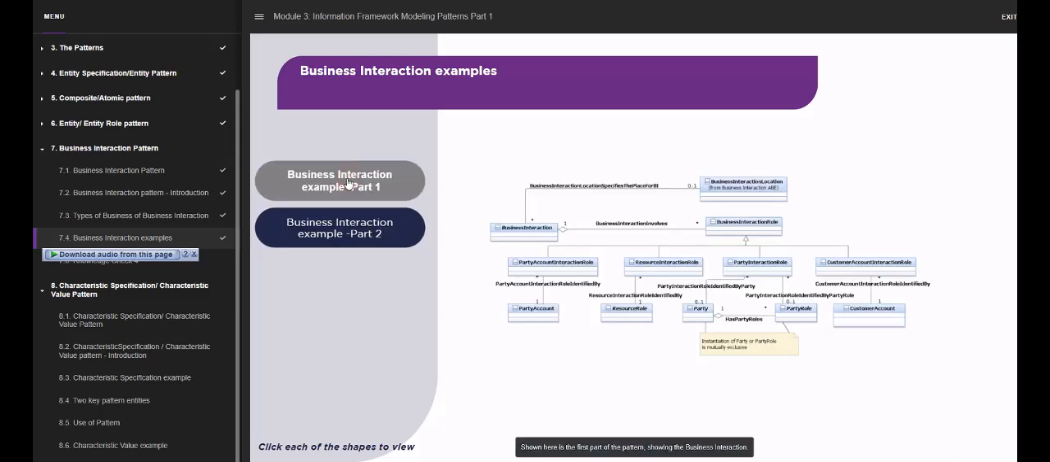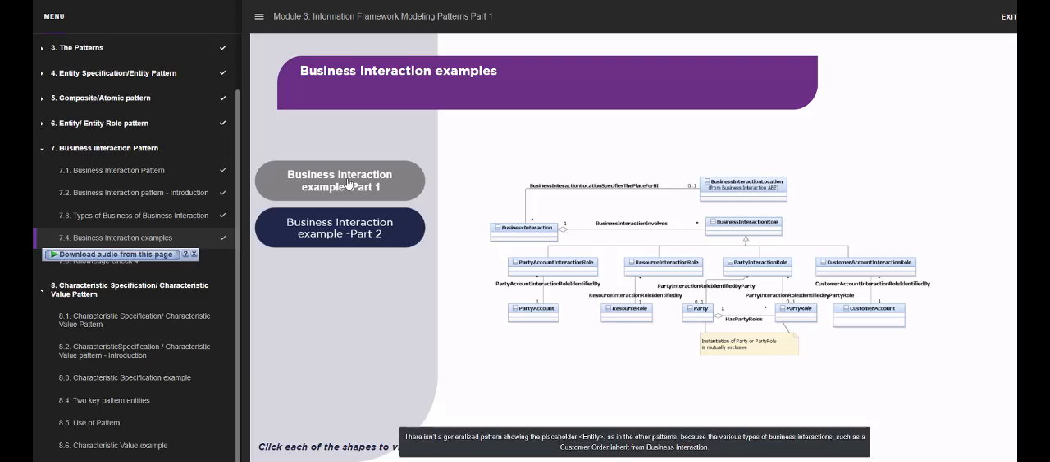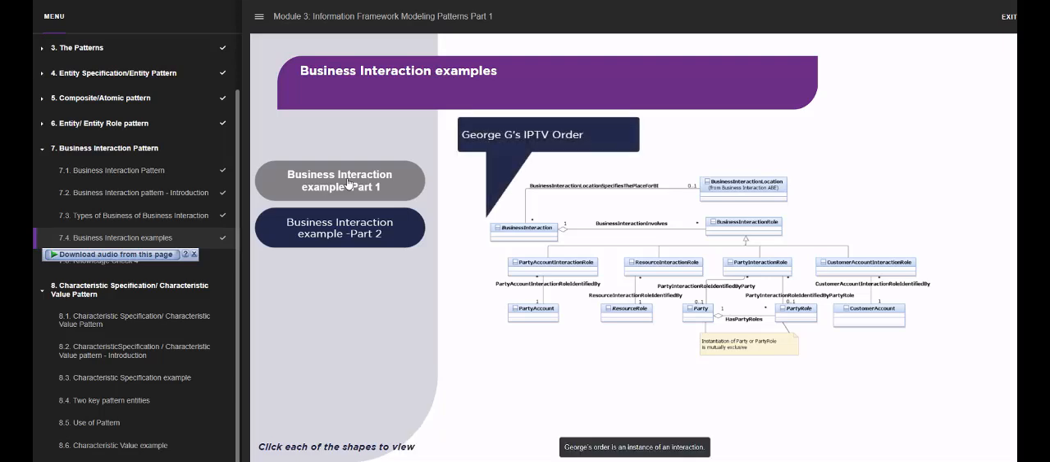Shown here is the first part of the pattern, showing the business interaction. Business interaction is an entire ABE, but only a subset of the entities contained within it are shown. There isn't a generalised pattern showing the placeholder entity as in the other patterns, because the various types of business interactions, such as customer order, inherit from business interaction. George's order is an instance of an interaction.